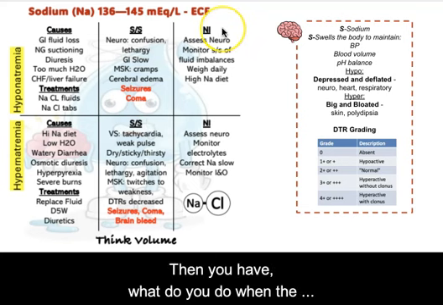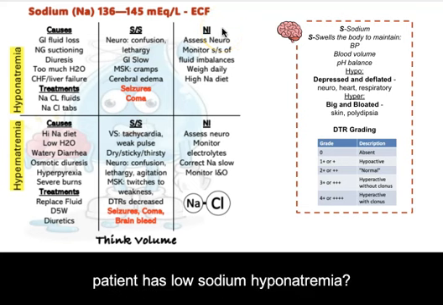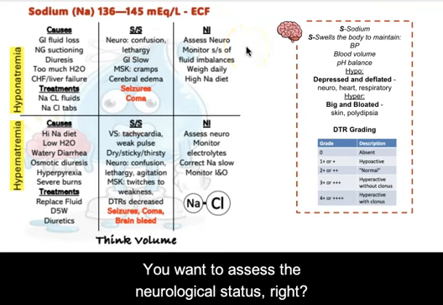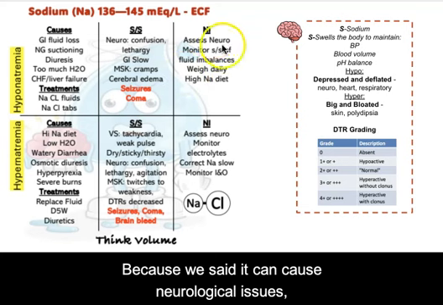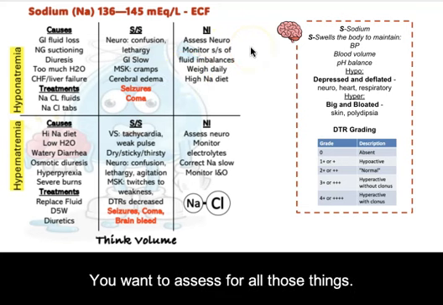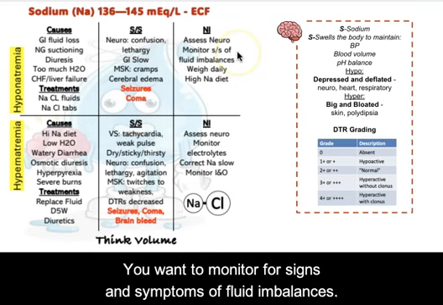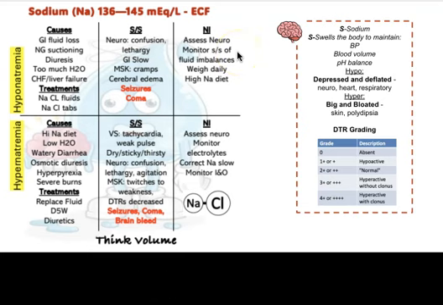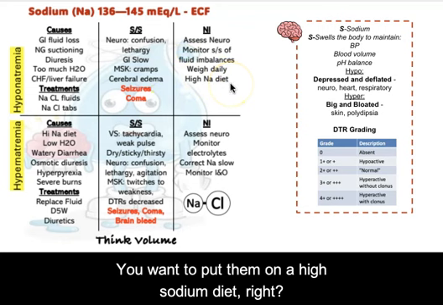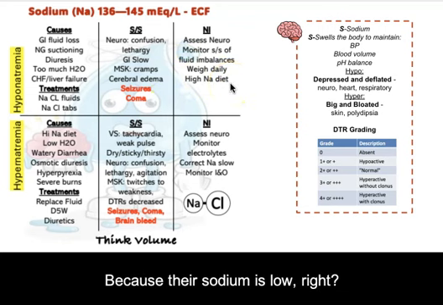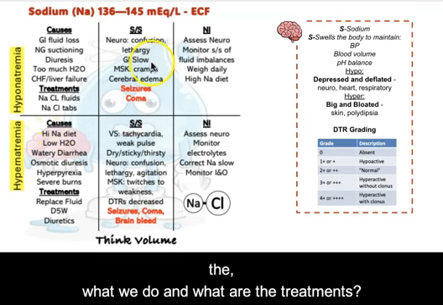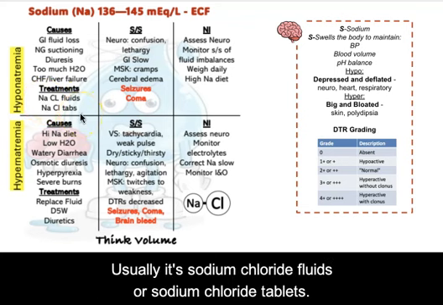Then, what do you do when the patient has low sodium, hyponatremia? You want to assess the neurological status, right? Because we said it can cause neurological issues, for example, seizures, cerebral edema. You want to assess for all those things. You want to monitor for signs and symptoms of fluid imbalances. You want to weigh them daily. You want to put them on a high sodium diet, right? Because their sodium is low. This is what we do. And what are the treatments? Usually it's sodium chloride fluids or sodium chloride tablets.